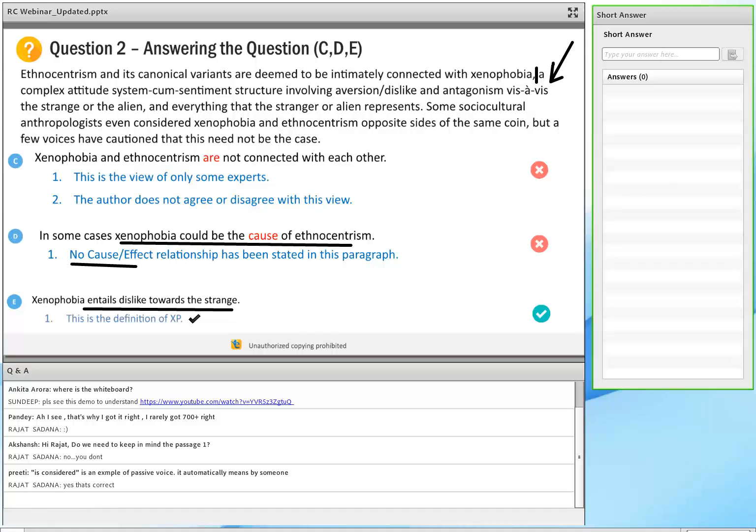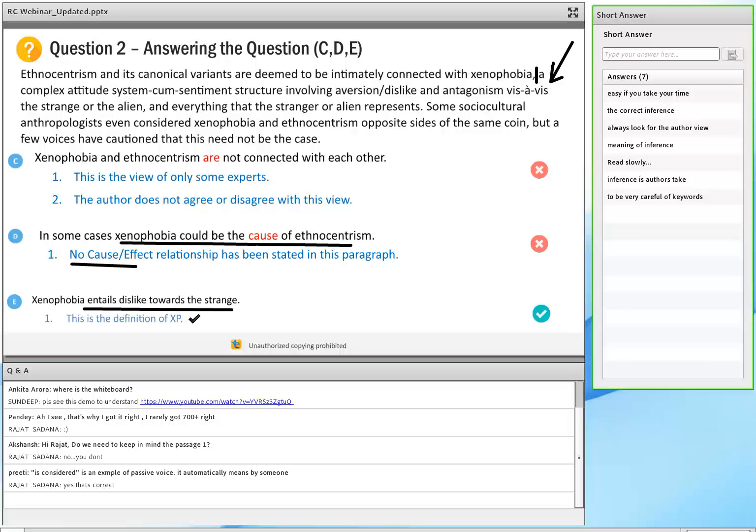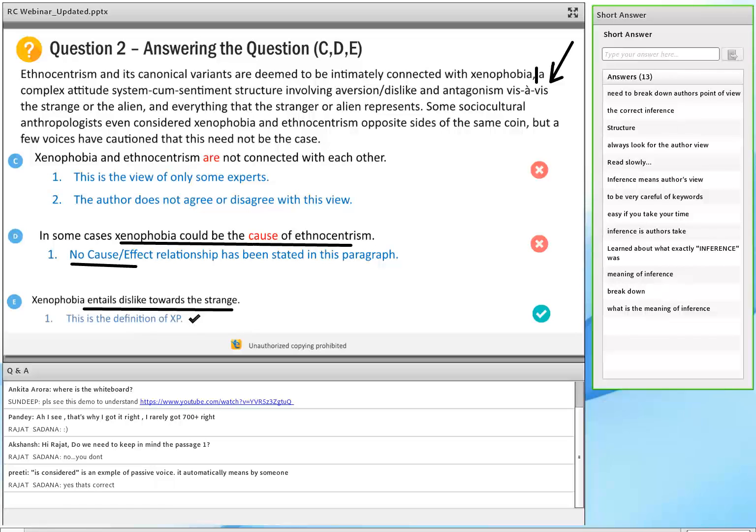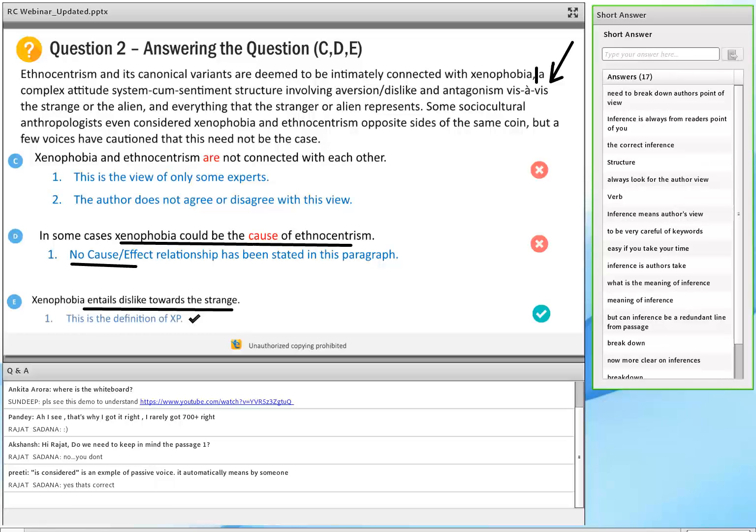What did you learn from this? Two-line passage. Opposite sides of the same coin mean they're similar. Easy if you take your time. Read slowly. Learn about what exactly the word inference is. Need to break down the author's point of view. Really, really important.